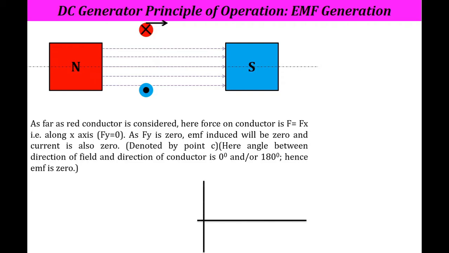So this is a graph. This was the first case when theta equals 0 degrees. This was the second case when theta equals 45 degrees. And this was the third case when theta equals 90 degrees. So at this place, you will observe that the EMF induced is nothing but 0. So this is the graph which we have shown for EMF generation.